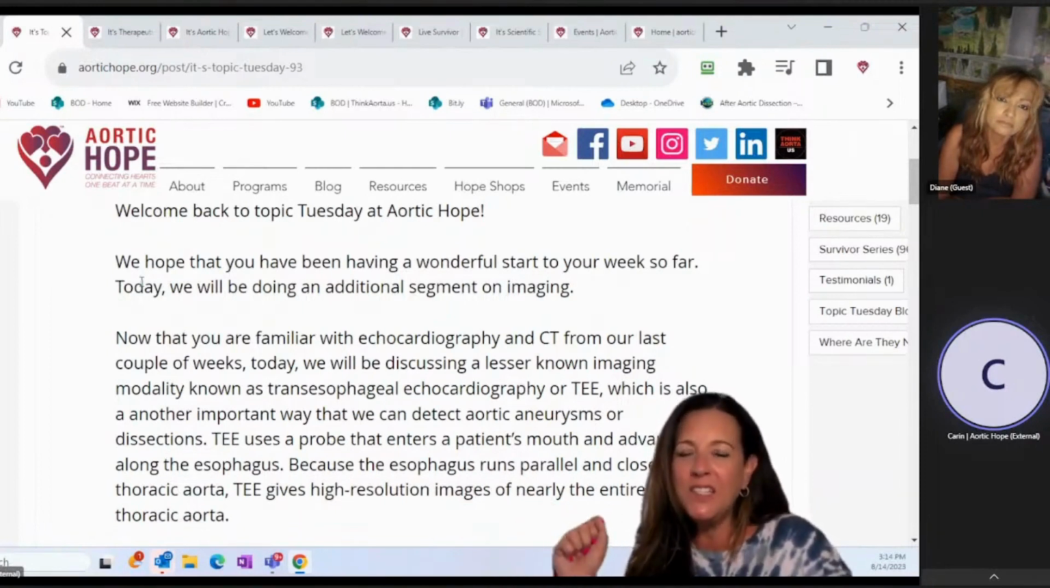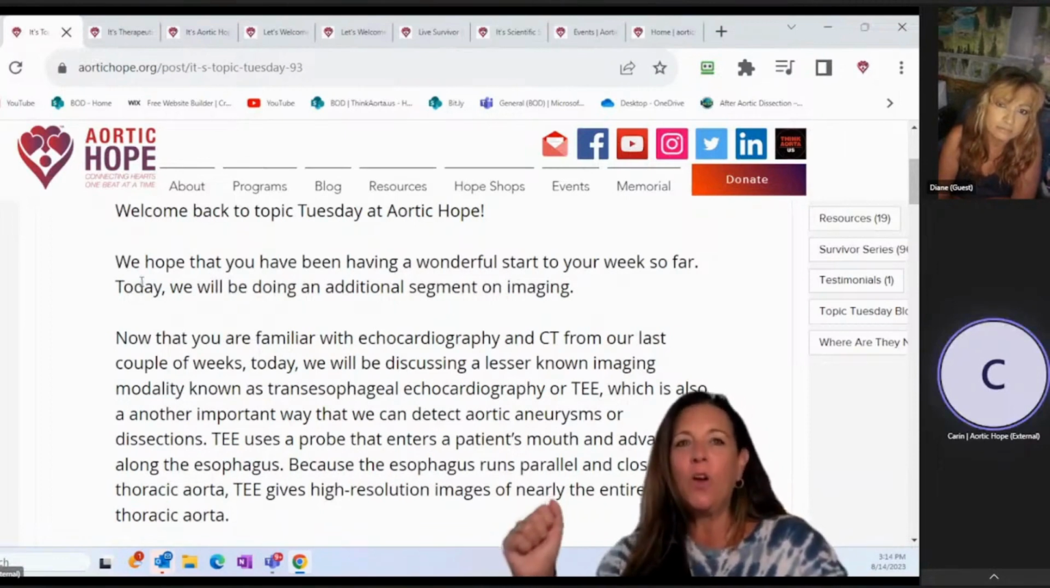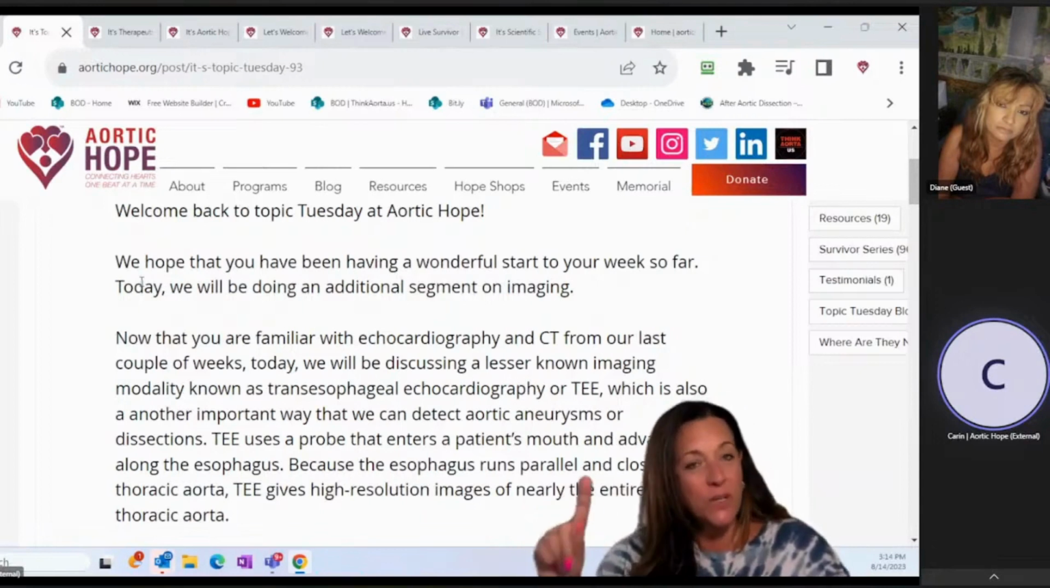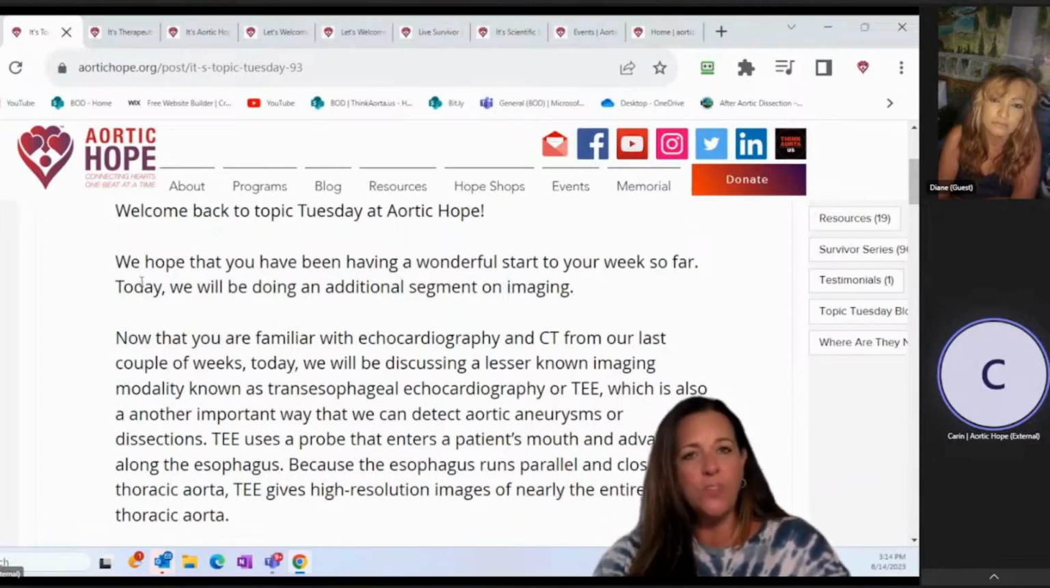Do you know what TEE stands for? Transesophageal echocardiography. That's what a TEE stands for. And it's another pretty important way that you can actually detect an aortic aneurysm or a dissection.